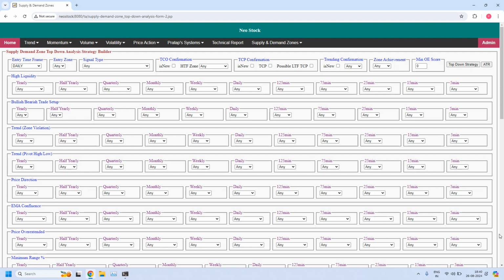The remaining reports, which have a dependency on 125 minutes and below time frames, I will generate later. So in this video I am going to focus only on daily and above time frames related reports. First, let us identify the stocks near demand and supply zones starting from the half yearly time frame.